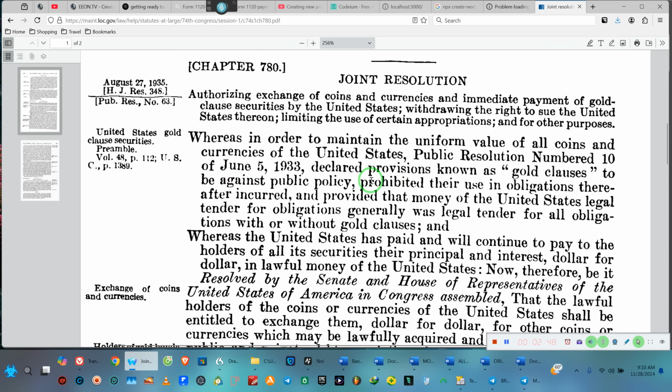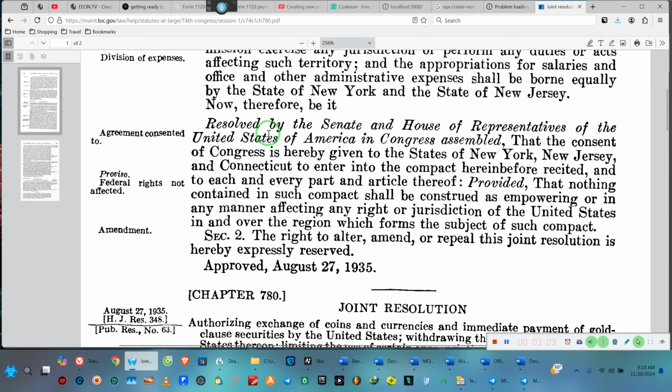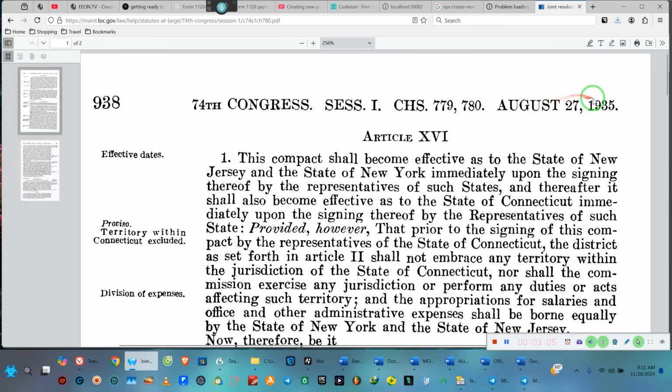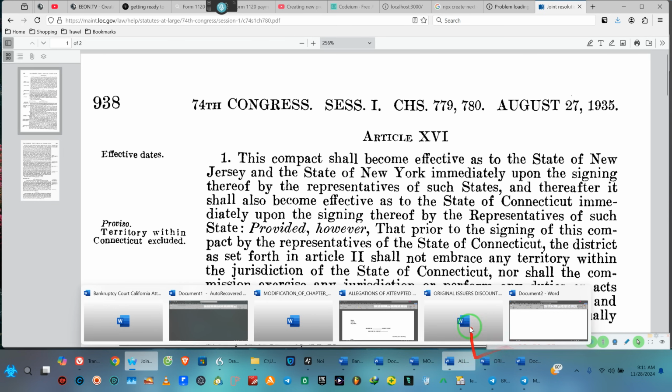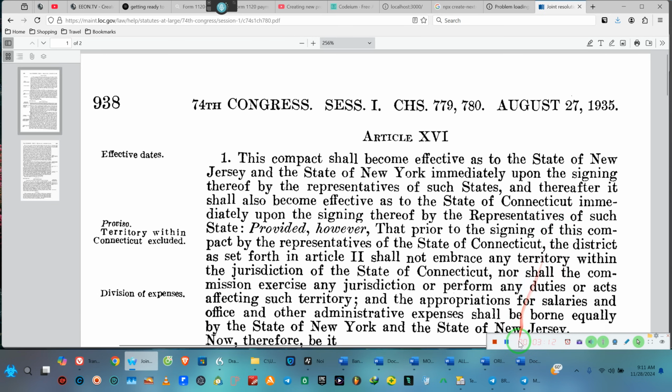Now, hold on. This is the one that you want because this is your current understanding. But we're going to go to Joint Resolution number 10 because that's of June 5th. Remember, this one ain't of June 5th. This one, pay attention, right here, August 27th. So we're going to go to June 5th. Give us a second so we can go to June 5th. Then we're going to come back to August 27th.